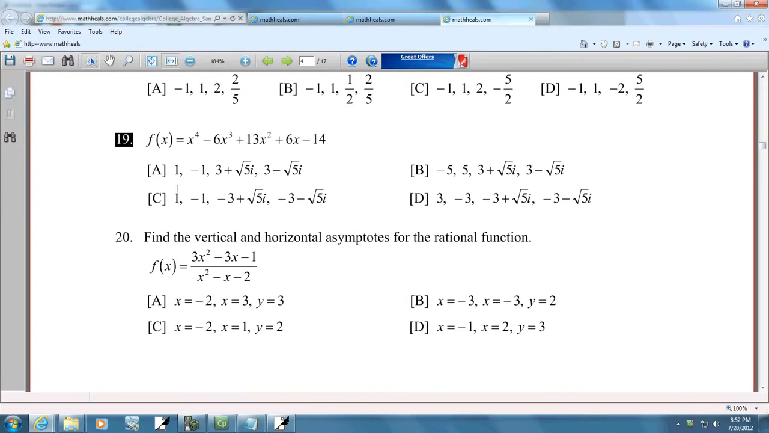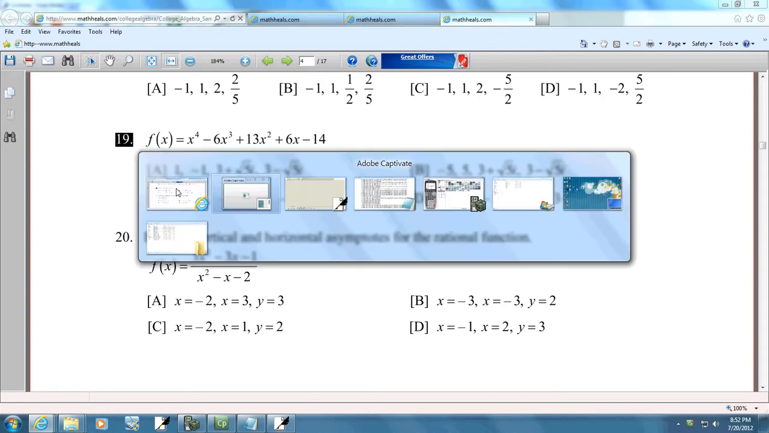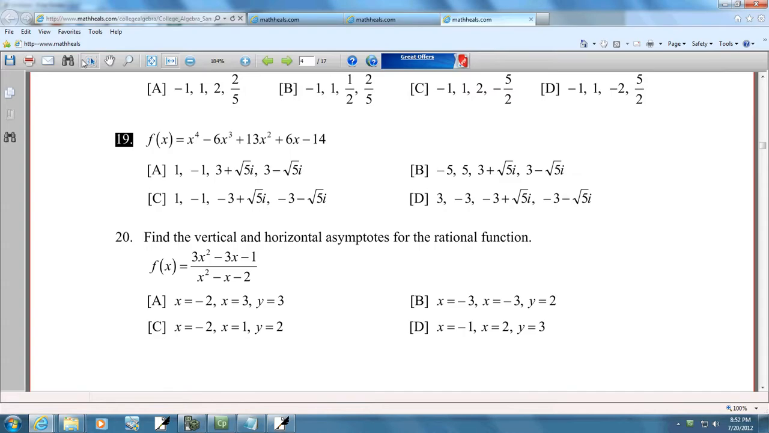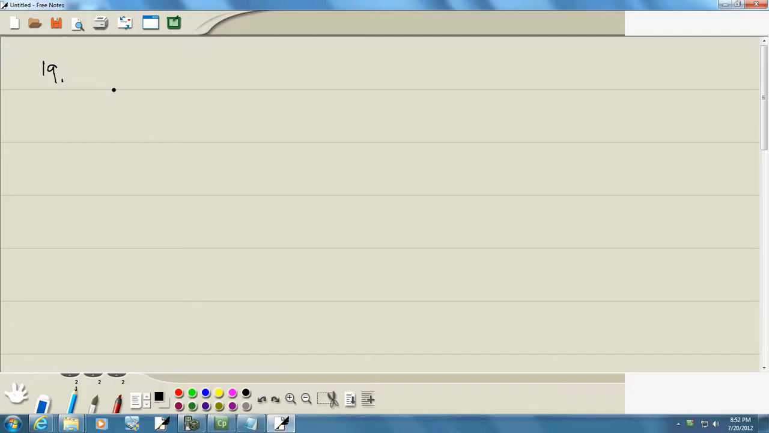Let's look at number 19 first, and we'll do part of it on the calculator, and then we'll do part of it by hand, because you have to do it that way. And then we'll look at it doing it completely by hand. Okay, so we want to find the zeros of it, so same instructions.